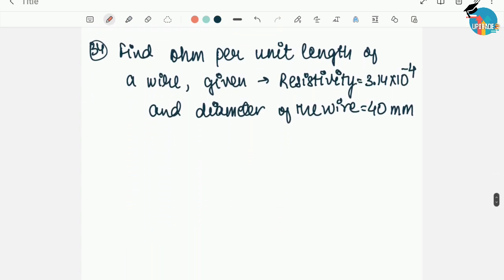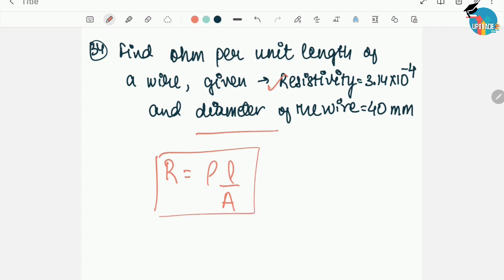Next question was a formula based question again. We had to find the ohm per unit length of a wire. Given here was the resistivity and the diameter of the wire. Using the formula R is equal to rho L by A, we can easily calculate the resistance per unit length.